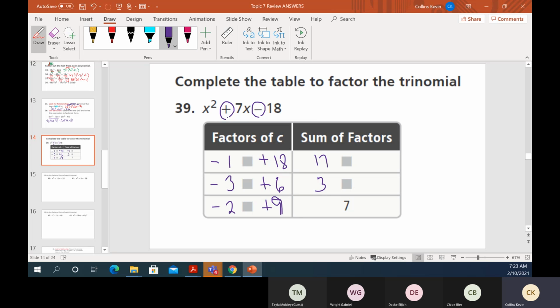I do that a lot. You probably notice I blurt out the answer sometimes when I'm working the problem because I'm already thinking ahead. So yeah, 9 minus 2, that gives us 7. So that makes more sense.